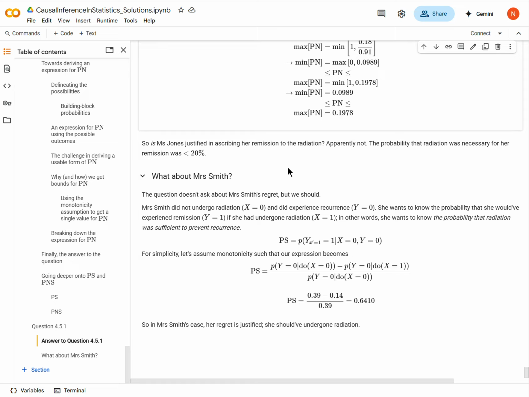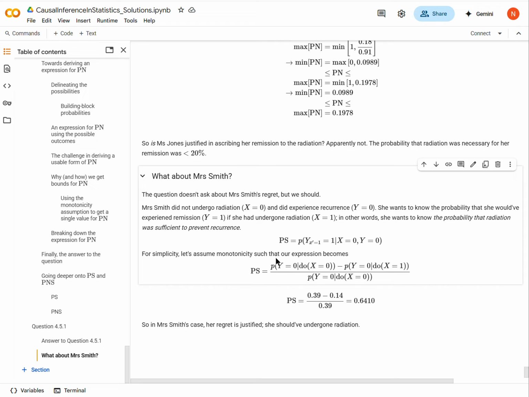Okay. Now, so that was Miss Jones, who again experienced remission and undertook radiation. And so now we're going to ask about Miss Smith, even though the question doesn't ask about Miss Smith. So now we're asking not about the probability of necessity, but instead the probability of sufficiency. Okay, so more precisely, what we're asking is, what is the probability that Mrs. Smith would have experienced remission had she undergone radiation therapy, given that she did not undergo radiation therapy and did not experience remission?